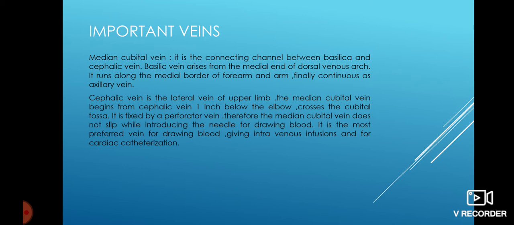The most familiar vein is the median cubital vein. That vein must be familiar to you because the median cubital vein is a vein of the cubital fossa. The cubital fossa is the anterior aspect of the elbow, and at this level you can see the median cubital vein, which is very superficial there, and this is a vein which is used for the withdrawal of blood as well as cardiac catheterization.